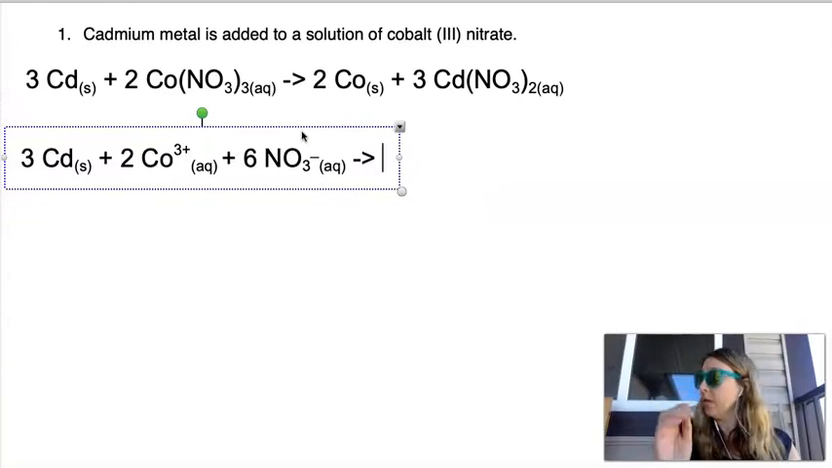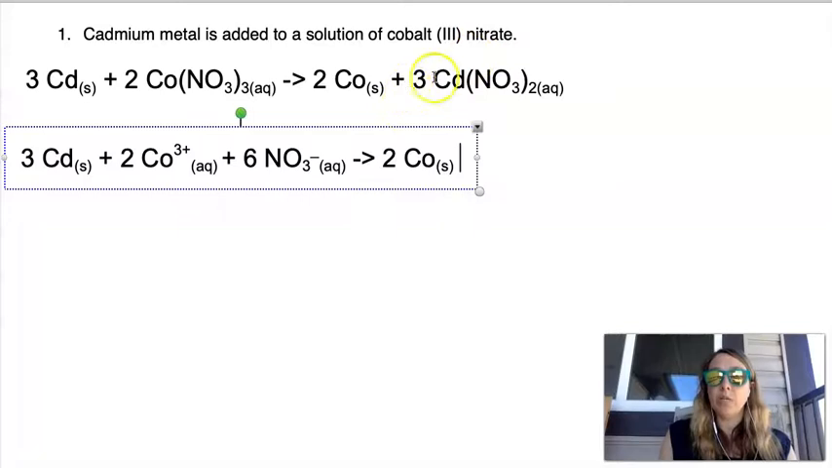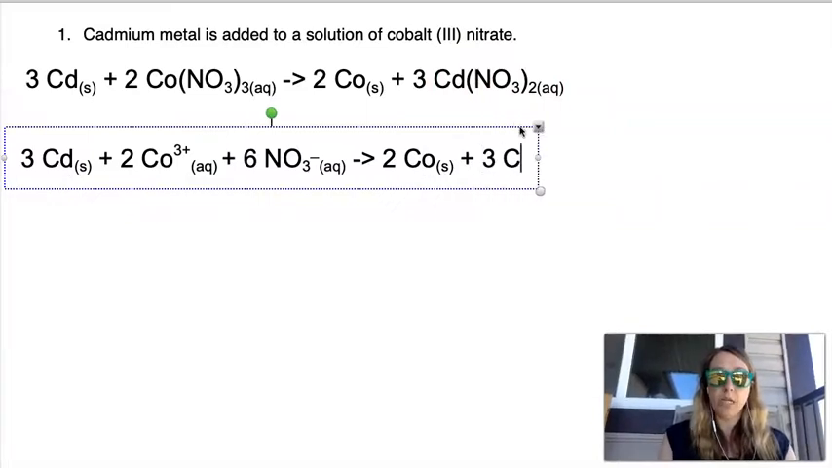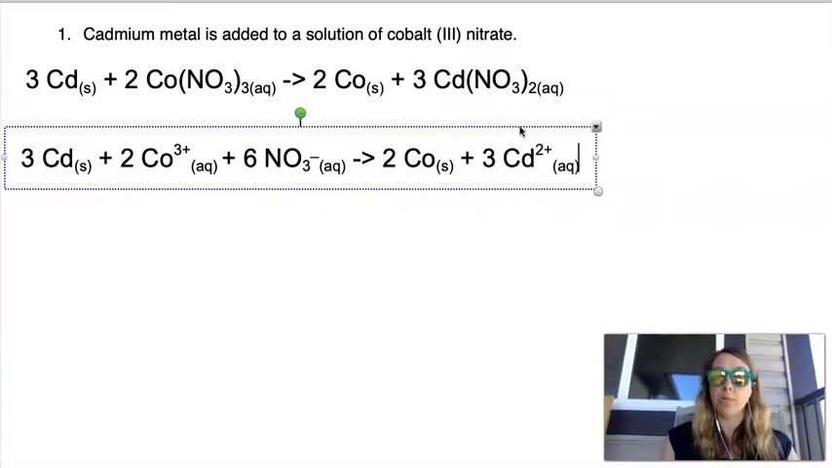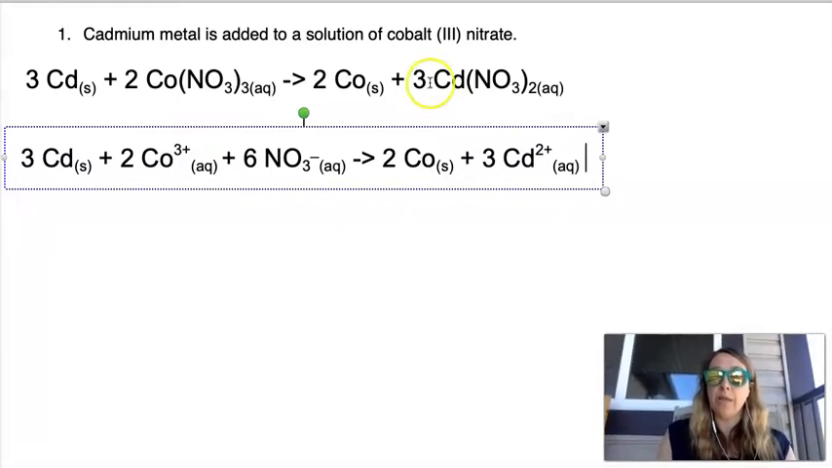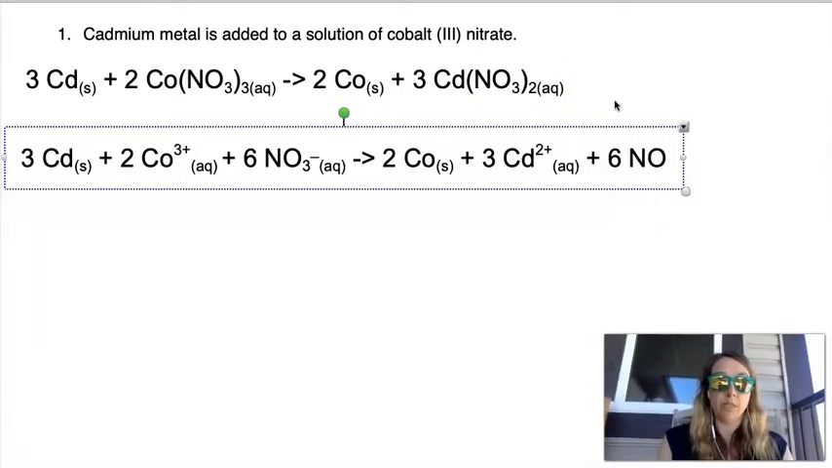So we go over to the product side. We're starting with that cobalt. Same deal, it's a metal, it's an element, so we're going to leave it alone. So we're going to have that 2 Co solid. Okay, then we're going to take that 3 Cd(NO3)2 and we're going to break that apart because again it's aqueous and ionic. So we're going to have plus 3 cadmium ions, so 2+ because that's what our periodic table tells us. And then we have 3 times 2, so still plus 6 nitrates.